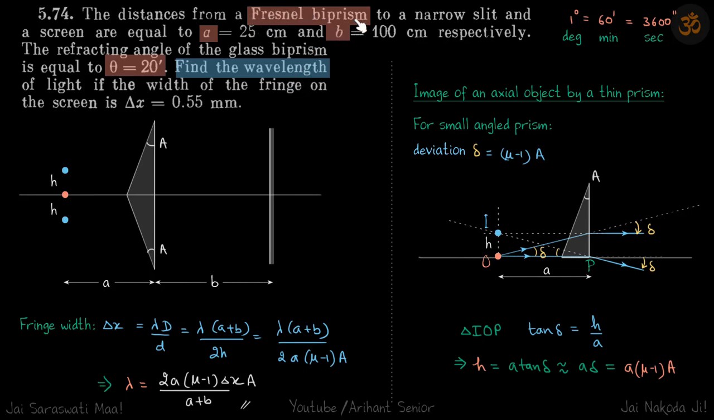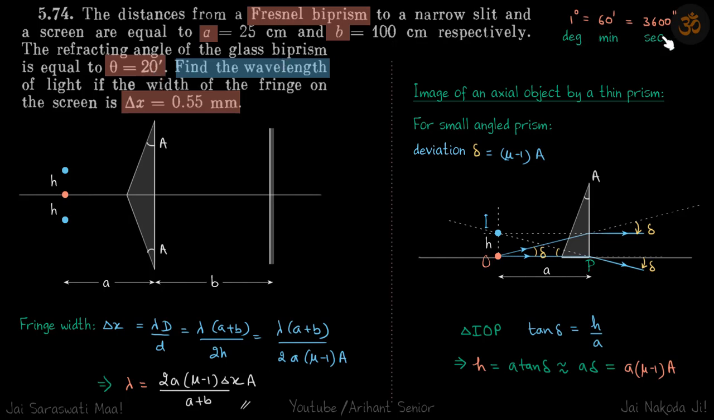We have a Fresnel biprism and the source is kept at a distance a and the screen is at a distance b. The angle of the prism, let's say, is A. We need to find the wavelength if fringe width is given. Now the angle here is given in minutes.